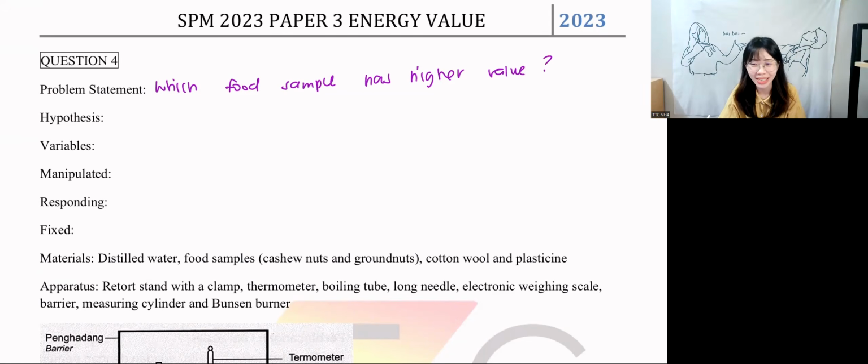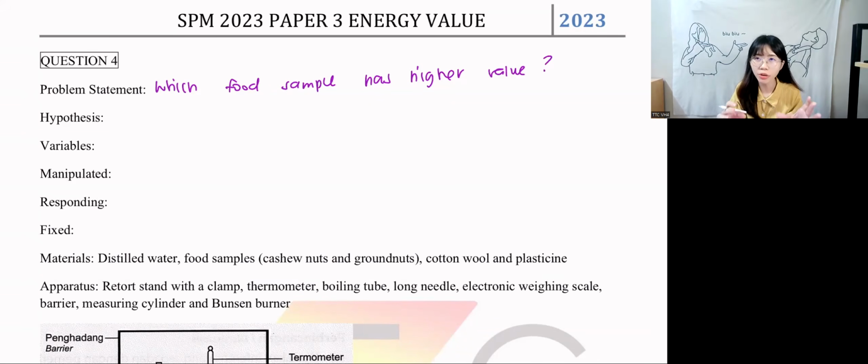Next, we have the hypothesis. For the hypothesis, there's no need to write specific, no need to write highest or lowest. We can say, ground nut has the highest energy value or cashew nut has the highest energy value. Actually for the hypothesis, higher energy value, because the formula is energy value. So for the hypothesis, you can choose cashew nut or ground nut.